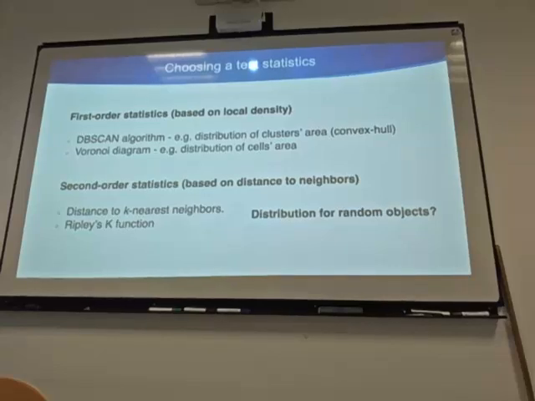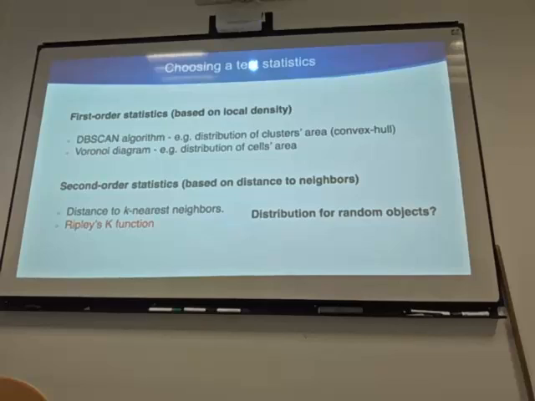So usually for testing spatial randomness, people use second order statistics. Second order because you look at the distance between neighbors. The two main statistics used here are typically the distance to the nearest neighbor, which for a random distribution in the plane has been defined and characterized, or the other example, mostly used, Ripley's K function, which I'm going to introduce. For these two, you can compute the distribution of these functions when objects are randomly distributed.